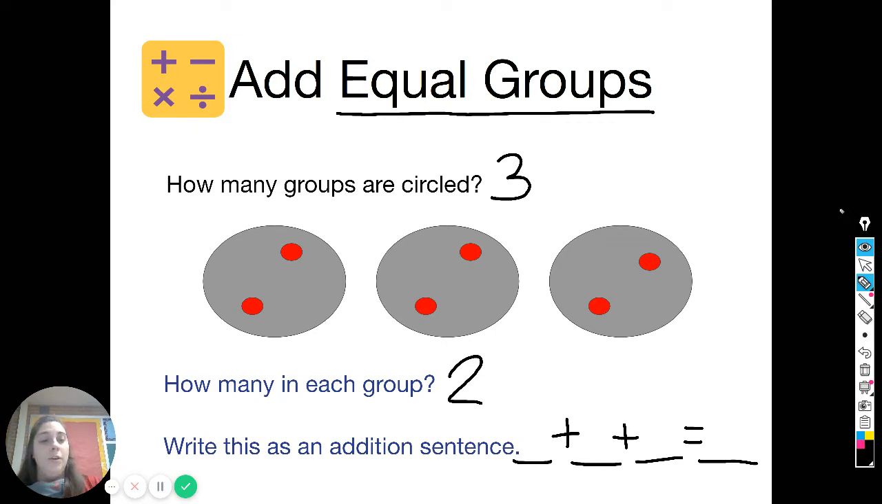Okay, so here we have 2 dots, plus this one has 2 dots, plus this circle has 2 dots. And we have to figure out what that equals.